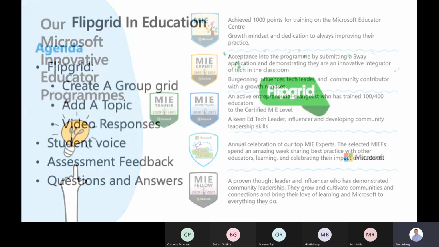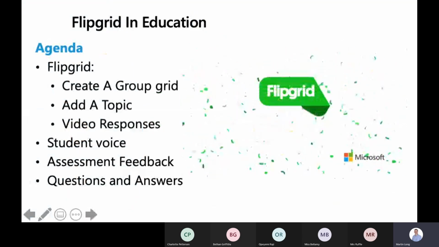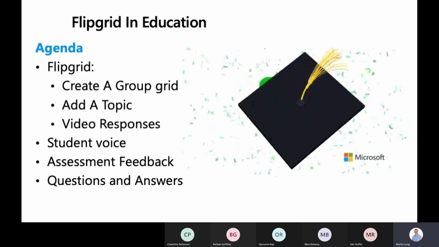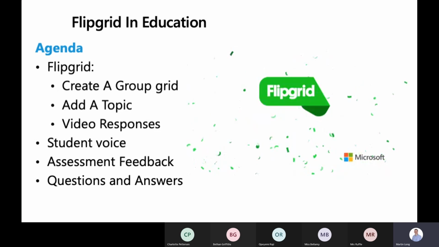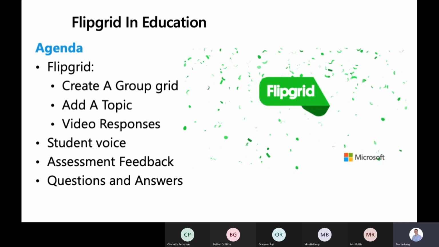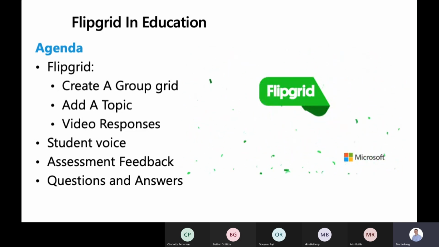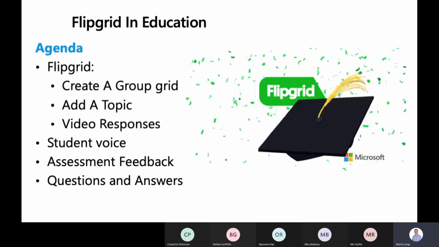Today, back to Flipgrid. Flipgrid itself is a web-based piece of software. It sits in the M365, the Microsoft 365 family. You will find it in the app launcher if your Office 365 has been updated, but you can also find it on the internet as well, and you'll find out in a minute where you can go for that.